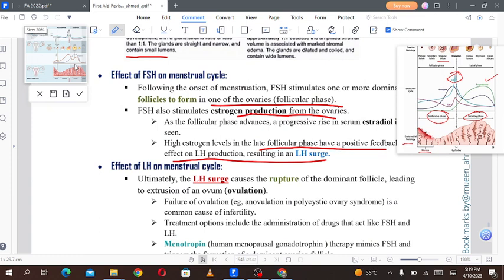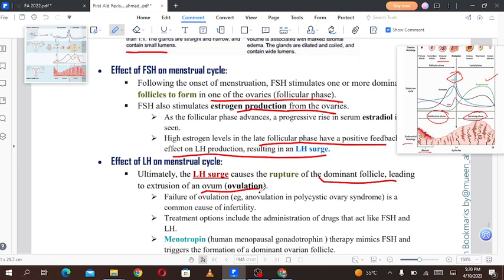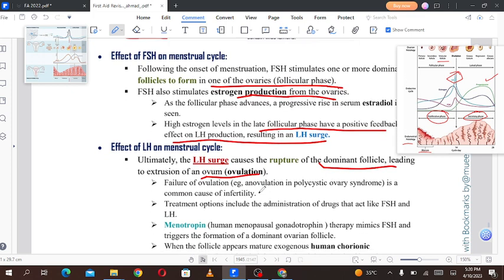So effect of the LH on the menstrual cycle. Ultimately, the LH surge causes the rupture of the dominant follicle, leading to the extrusion of the ovum, or ovulation, while the rest of the follicles will degenerate. Failure of ovulation, for example, the anovulation in polycystic ovarian syndrome (PCOS), is a common cause of infertility.